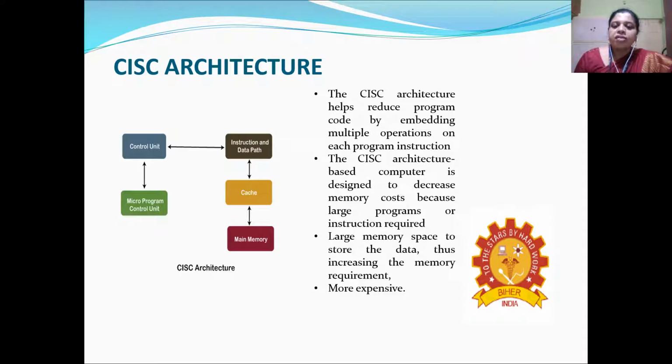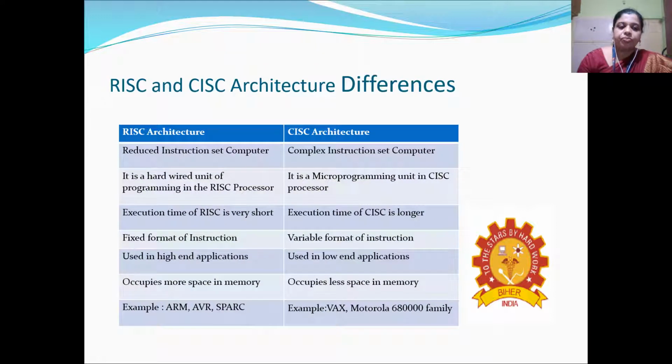So in CISC architecture, we are going to reduce the program code by adopting a concept that we embed multiple operations in a program instruction. So we need large memory space to store the data, by means of which we are increasing the memory requirement. And this architecture is quite expensive compared to the RISC architecture.